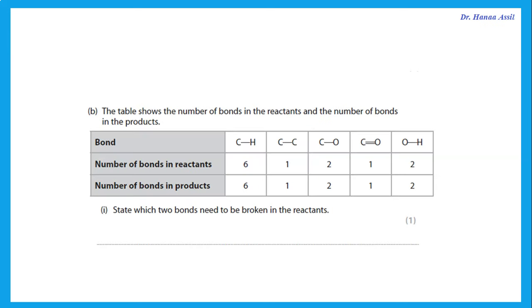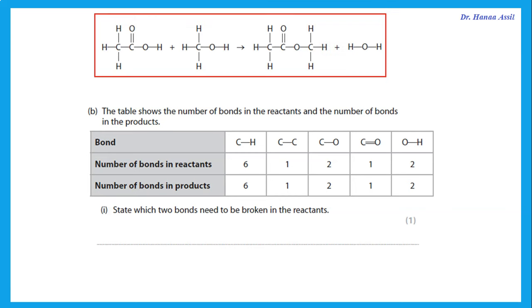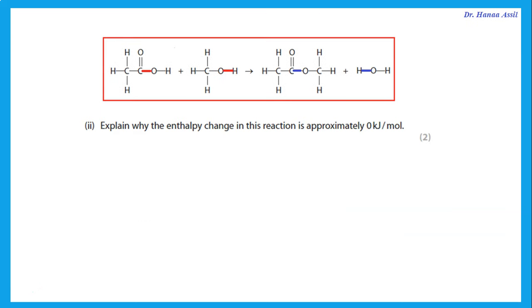The table shows the number of bonds in the reactants and the number of bonds in the products. State which 2 bonds need to be broken in the reactants. This was the equation. Which bonds do I need to break in order to form the product? You should realize, can you see the bonds? The bond between the C and the O in the acid and O and H in the alcohol. This is what we're breaking up, and then we're going to join them together.